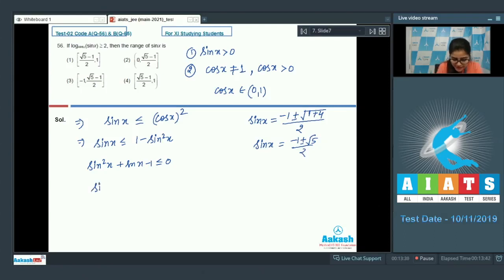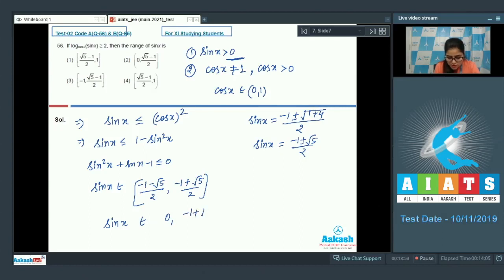So from here you can say sin x lies between (minus 1 minus root 5) divided by 2 and (minus 1 plus root 5) divided by 2, close bracket. But condition number 1 says sin x should be positive. So sin x lies between 0 and (minus 1 plus root 5) divided by 2. That is your range of sin x. Just check your options. So option number 2 is your correct answer. Now move on. Next question.